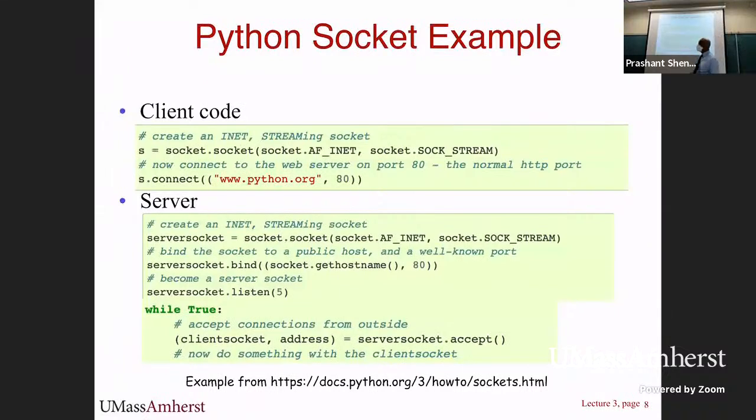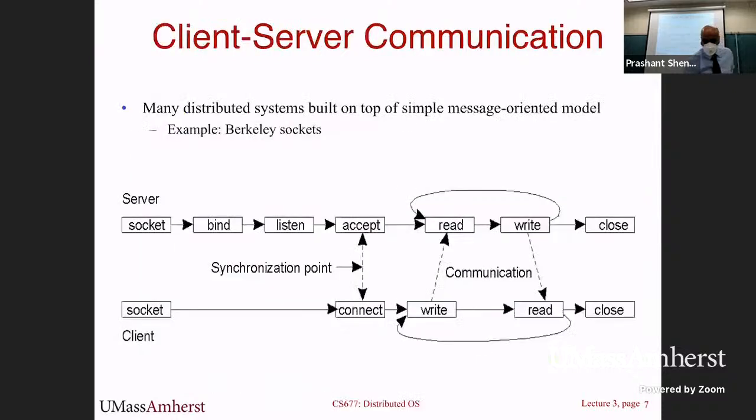This is Python code that does exactly what I showed you on the previous slide. The top part is the client code. You can see that it calls a socket interface, and then it just calls connect. That's what I said here. You call socket, then you connect, and then at this point you can read and write, but that's not shown in the snippet of code there.